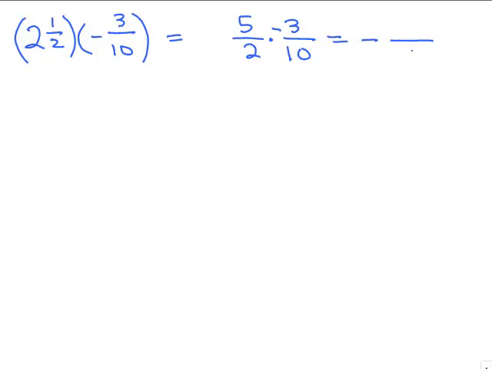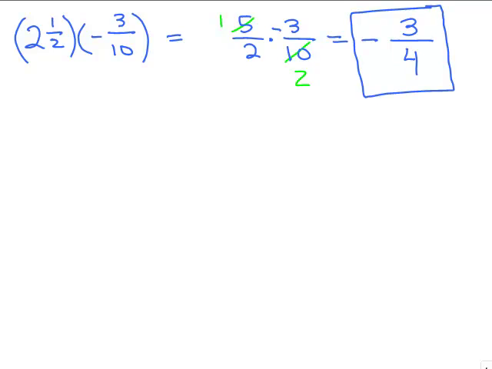Now, does anything cancel here? Well, let's see. The 5 and the 10, I can cancel. And so in the numerator, I have 1 times 3. Again, I'm not concerning myself with a negative because I've already written the minus sign out in front. Times 2 is 4. This is negative 3/4.